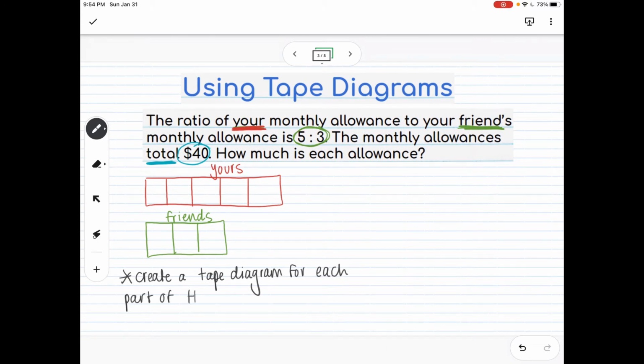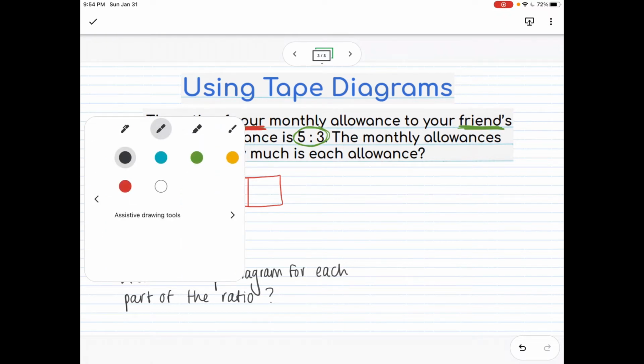And the really important part here is just to know exactly what the question is asking. Because in the previous slide, we talked about different types of ratios. There's a part to part, there's a part to whole. So we can't always assume we're looking for the same thing. It just depends on what's asked in the particular question. Like for example, in this question, we know that we want to find out how much each allowance is. We know what the ratio is, and then we know the total.